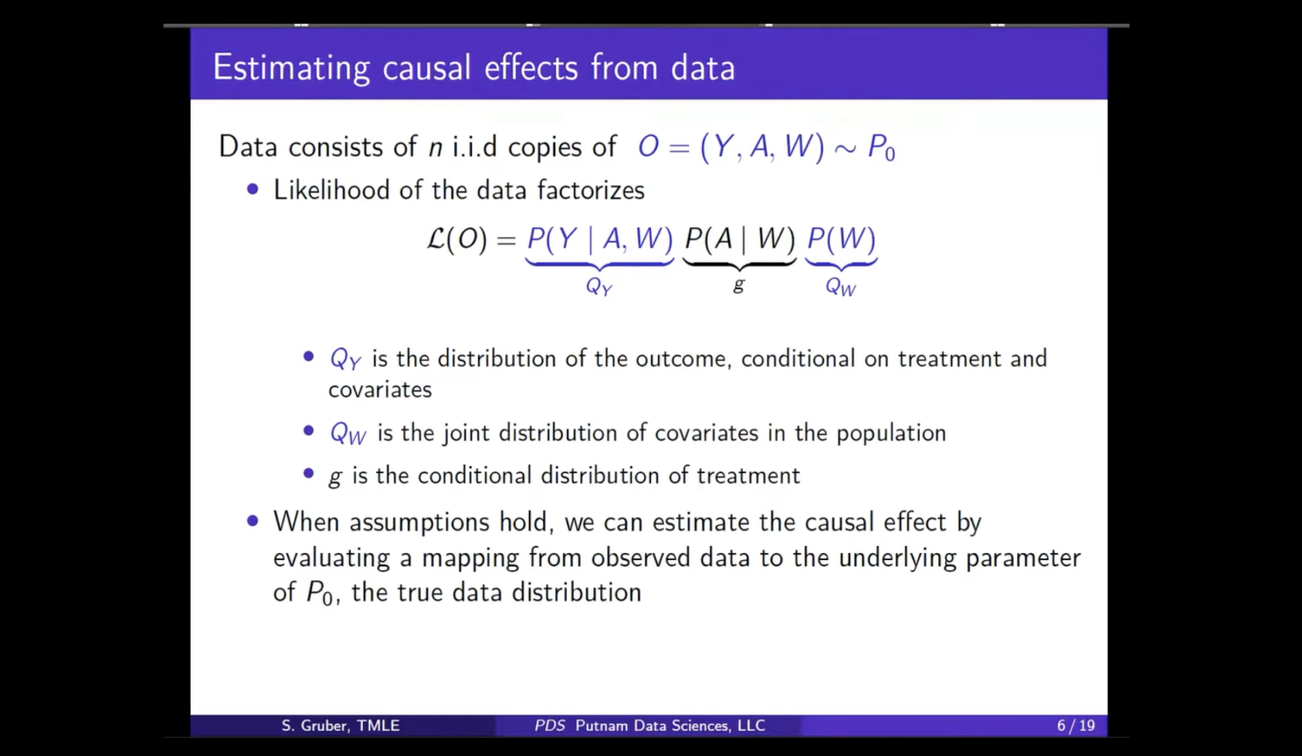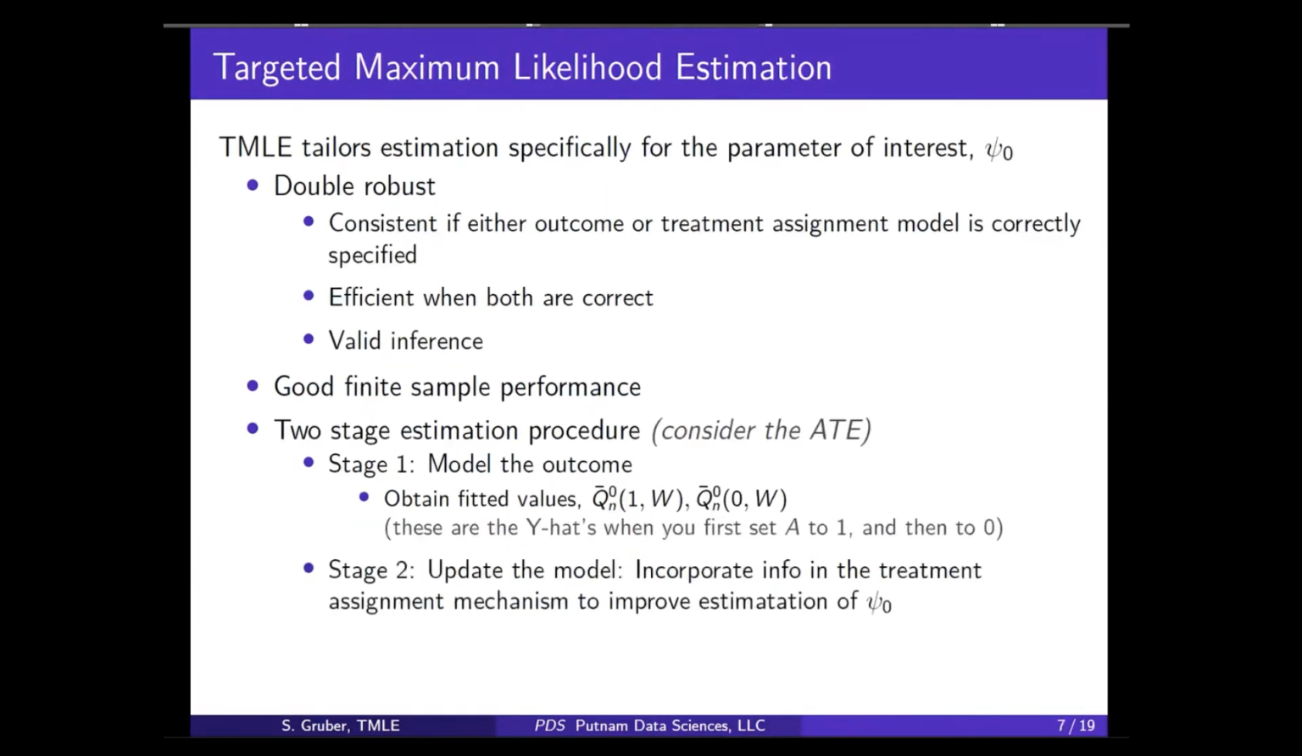So when the causal assumptions hold, we can estimate the causal effect by evaluating a mapping from the observed data to the underlying parameter of the true data distribution. So all that really means is that we can kind of reproduce that full data, and then for the case of the ATE, evaluate mu1 hat, mu0 hat, and take the difference. Okay.